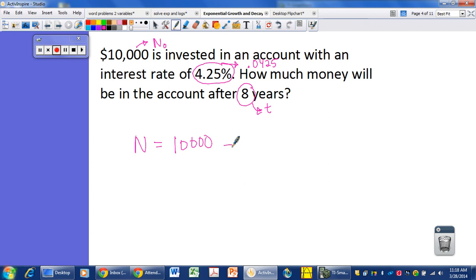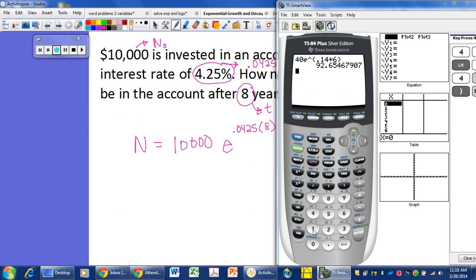10,000 e to the 0.0425 times 8. Okay, these are all numbers, so we put this all into our calculator. 10,000 e, second natural log, to the 0.0425 times 8. Because this is money, we're going to round to 2 decimal places, so dollars and cents.